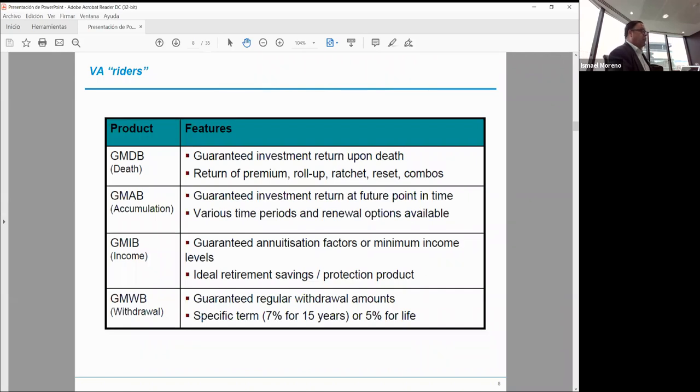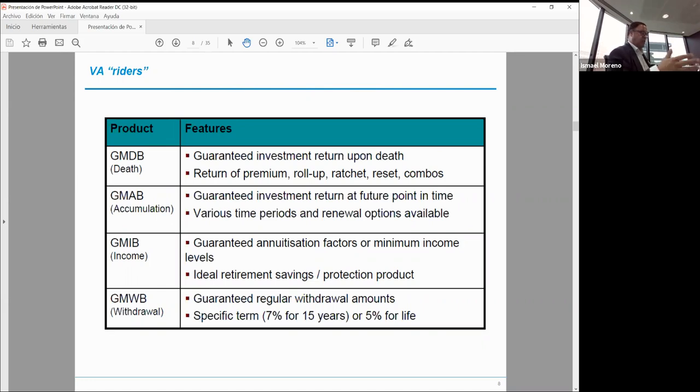And then the GMWB is also an interesting one. It's a guaranteed minimum withdrawal benefit. This is for retirement. This is the only one that's meant for after retirement. And what it guarantees is that you will still have the fund, and you begin to take money out in the form of a pension. Again, a sort of annuity. And what the insurance company guarantees is that the fund will never be depleted.